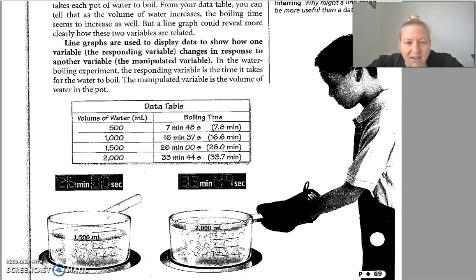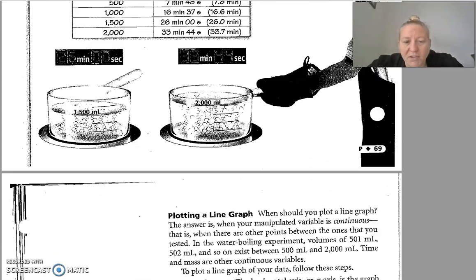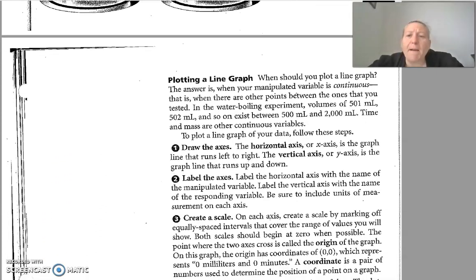So here's our data. 500 milliliters takes 7.8 minutes. 1,000 milliliters equals 16.6 minutes. 1,500 milliliters equals 26 minutes, and 2,000 milliliters equals 33.7 minutes. Okay, we're going to use this. Okay, plot a line graph.